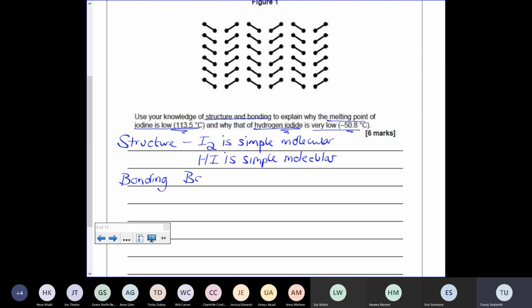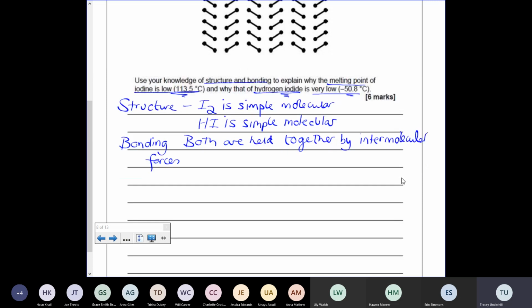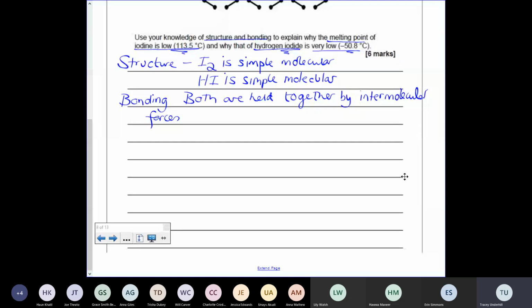So both are held together by intermolecular forces, which are weak in general. So they both have low melting points in general. Yeah, they're not up in the thousands or hundreds even. One just about is. Okay.